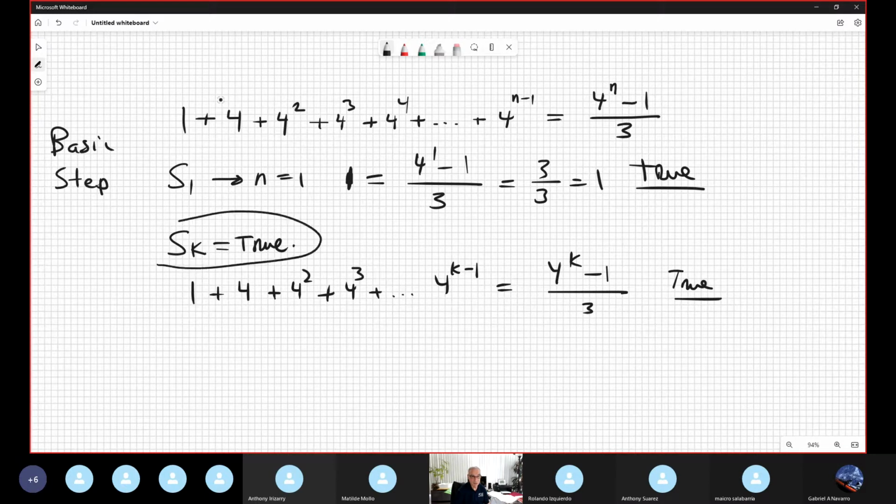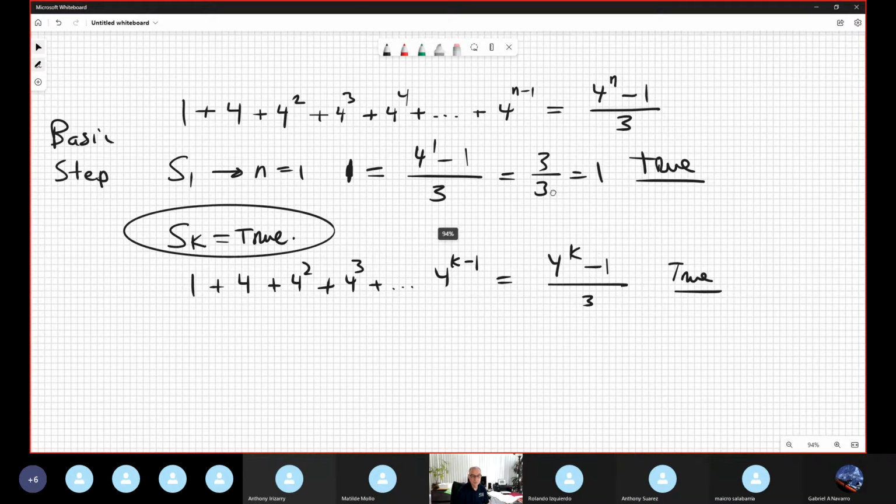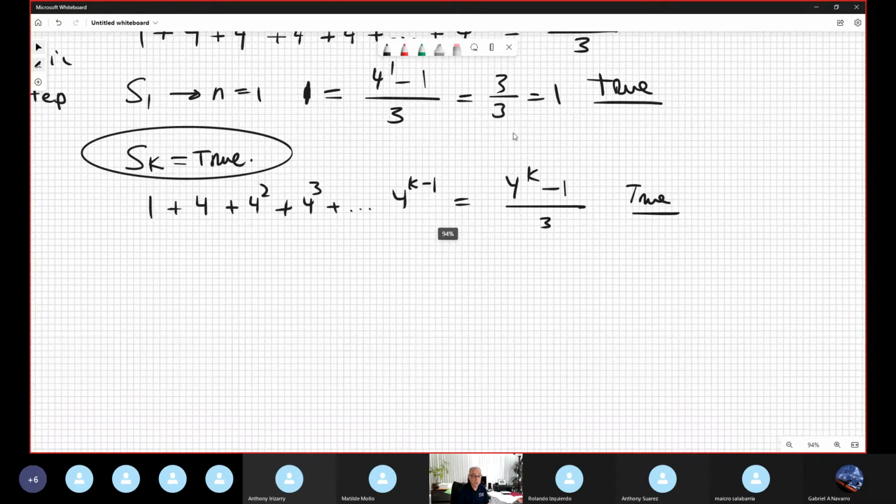Symbolically it is that way, practically it is that way. See, I will be able to prove that this implies that the next is true. This continues forever, like a piece of domino.